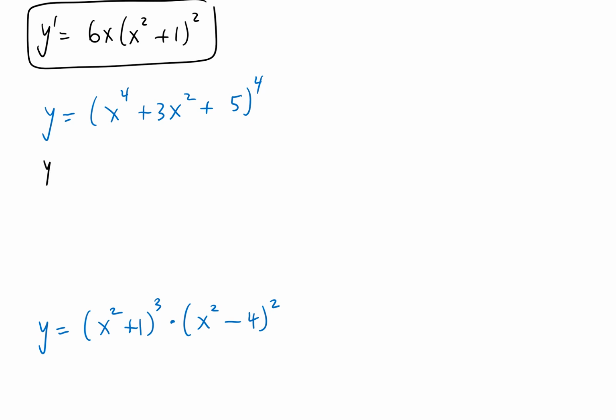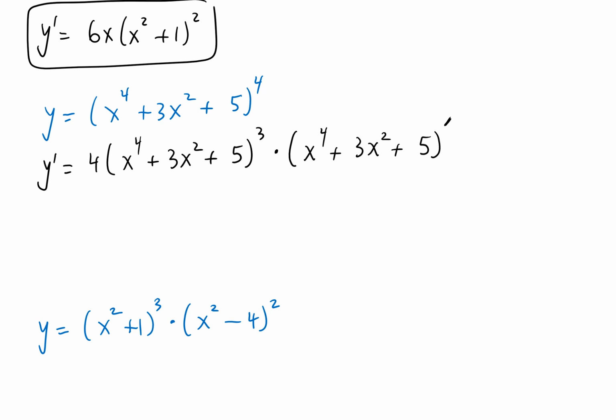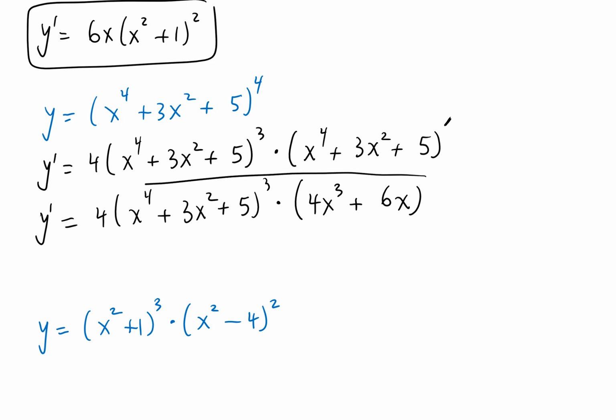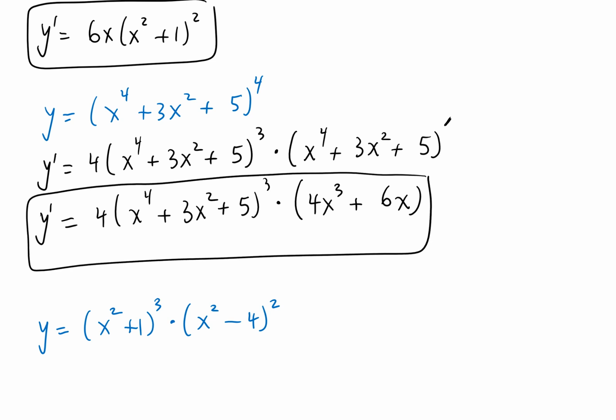Let's see this one. Y prime is bring 4 down, x to the fourth plus 3x squared plus 5 to the third power times the derivative of the inside. Then keep this the same. X to the fourth plus 3x squared plus 5 to the third stays the same. The derivative of this one is 4x cubed plus 6x. Nothing needs to be done further than that.